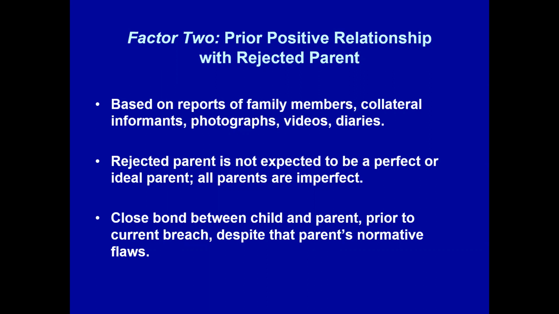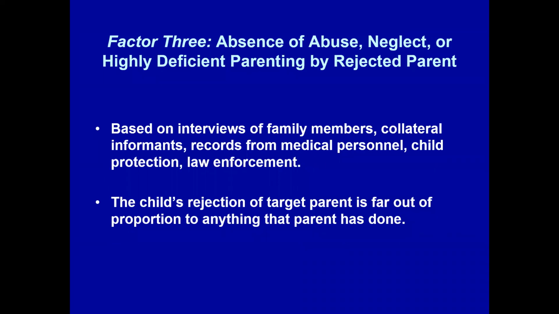Number 3 is important because you have to be able to show or determine that the rejected parent has not been abusive or really a poor parent. Because if the rejected parent was just a horrible parent, then that explains why the child doesn't want to go see that parent. In other words, it's not because of indoctrination or anything. It's because the parent kind of deserves it. And in parental alienation, that's not the case. In alienation, the child's rejection is way out of proportion to anything that parent has done.